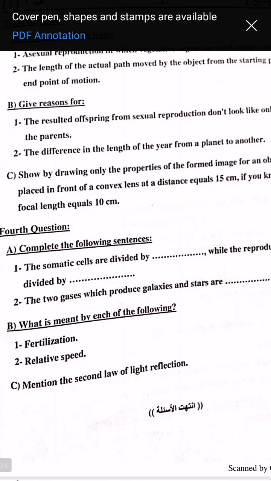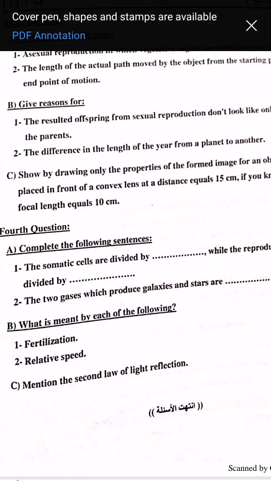B, give reason for the resulted offspring from sexual reproduction don't look like their parents. The answer is because in sexual reproduction, the new individual comes from two sources, male gamete and female gamete. And also sexual reproduction depends on meiosis or meiotic division, which has an important process happening inside it, which is crossing over phenomenon, which ensures the new genetic arrangement and the new genetic variation.